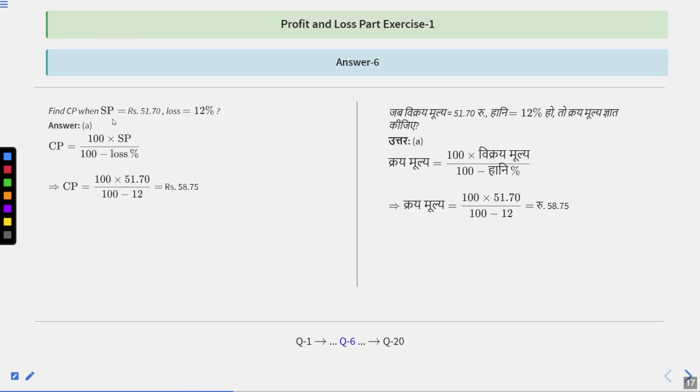So SP is given 51.70 rupees, loss is given 12%. So we use the formula CP equals 100 multiplying by SP upon 100 minus loss percent. We just put the values in this formula and we get the cost price, which is 58.75 rupees.